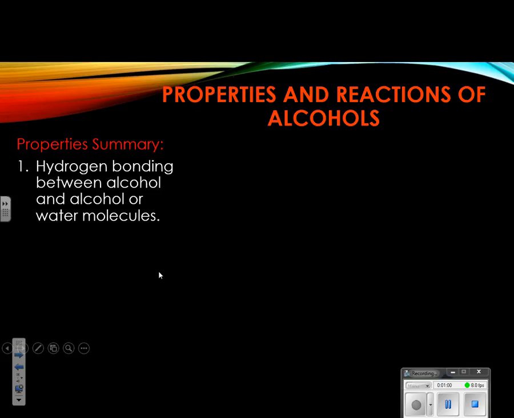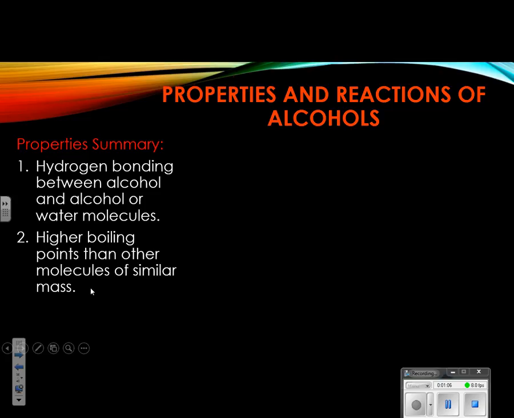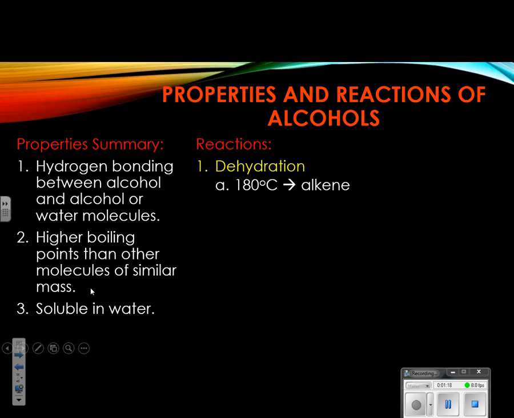Some of the properties of alcohols. They have hydrogen bonding between alcohol and alcohol or a water molecule. They have higher boiling points than other molecules of similar mass, and they're soluble in water. Some of the reactions that we need to remember are dehydration. Remember that at 180 degrees, it becomes an alkene. At 140, it becomes an ether.